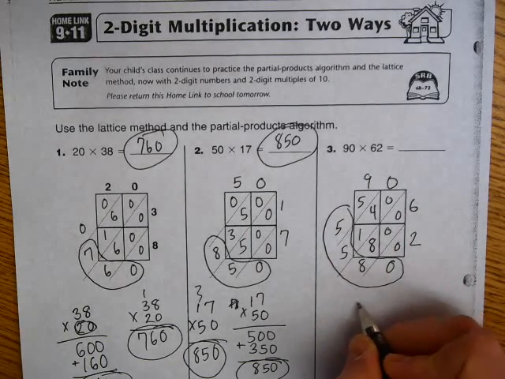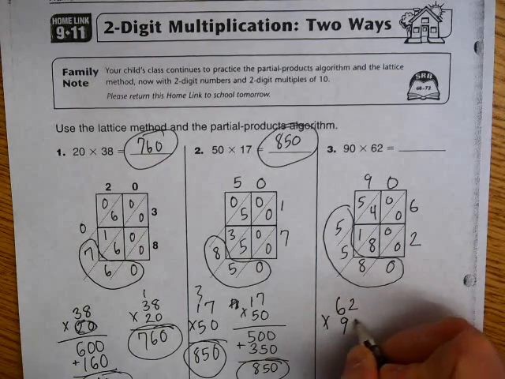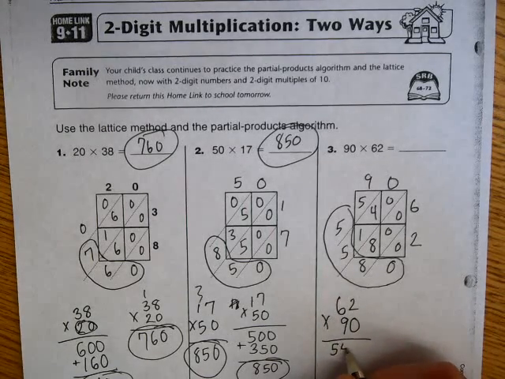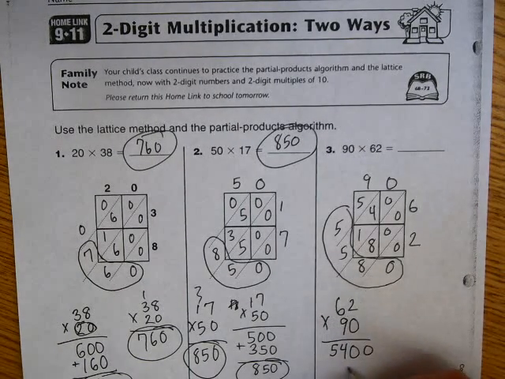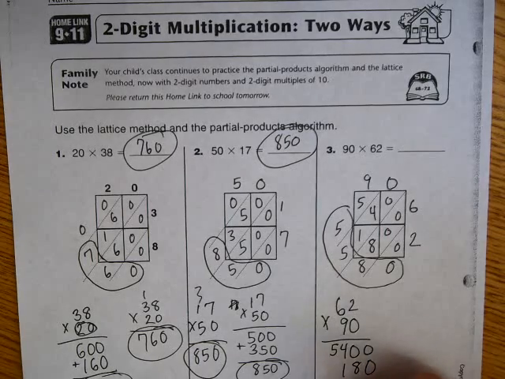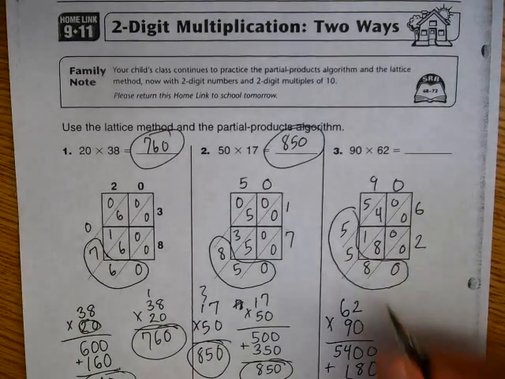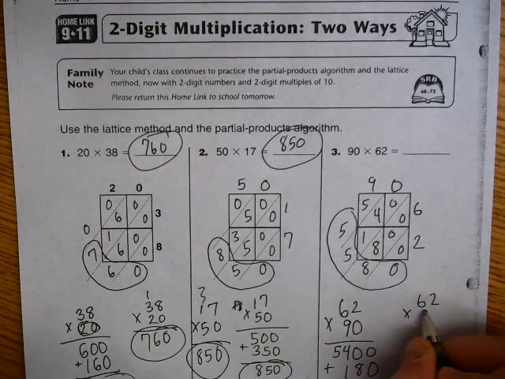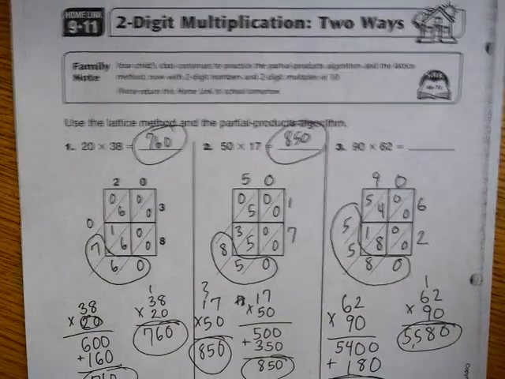Let's check it. If we use the partial products method, we have 62 times 90. So we're going to say 90 times 60. So 9 times 6 is 54, but it's 90 times 60, so that's 5,400. Plus 90 times 2, that's going to be 180. That's 5,580, okay, which is the same. And we can also do traditional. 62 times 90, and that'll be 0. 18, carry the 1, 54, 55. So the answer for all of these is 5,580.